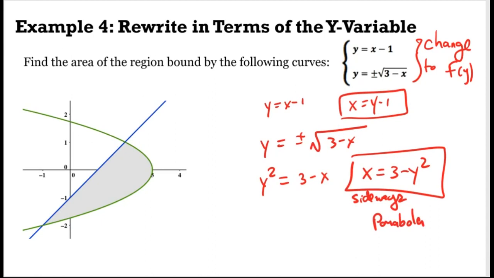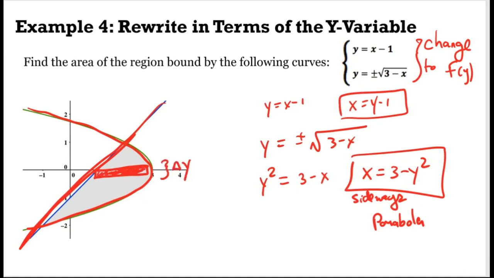So the benefit here is that this function doesn't need two functions like it did with x. I don't need a positive and negative square root. That function is 3 minus y squared. And this function is y minus 1. And when we draw our rectangles, we draw them sideways now because it's a function of y. Because instead of dx, we're integrating with dy or delta y. Now, with functions of x, we do top minus bottom, but with functions of y, we do right minus left.